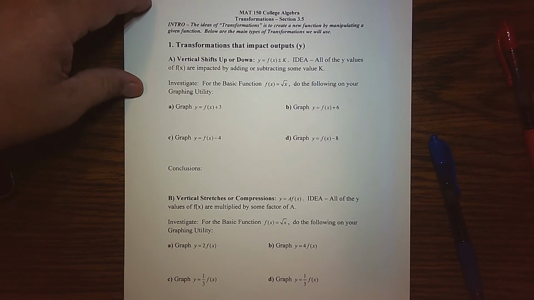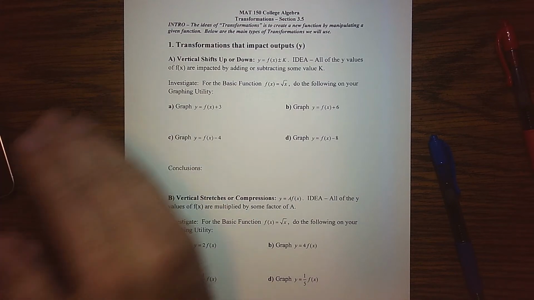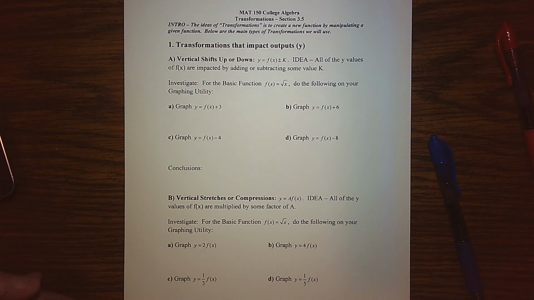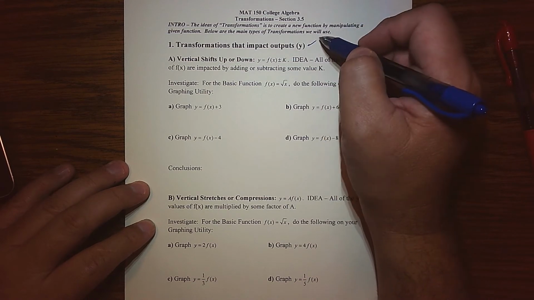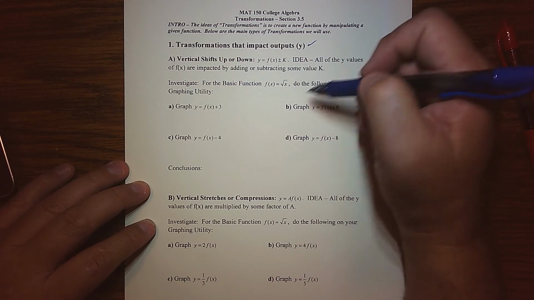Okay, so we're in section 3.5 and we're going to learn this very important idea called transformations. We'll find that it's a really quick way to do some graphing, to do some curve fitting, to talk about our functions, to figure out where it starts to increase or decrease or what happens to x-intercepts. Lots and lots of things to see. There's actually two types of transformations, those that impact y values, outputs, and those that impact x values, inputs.